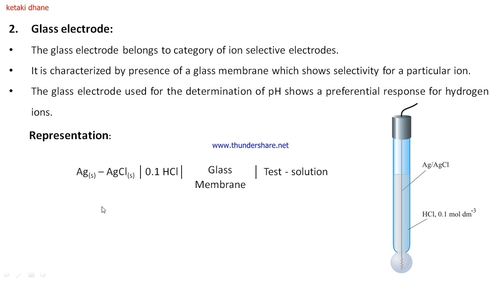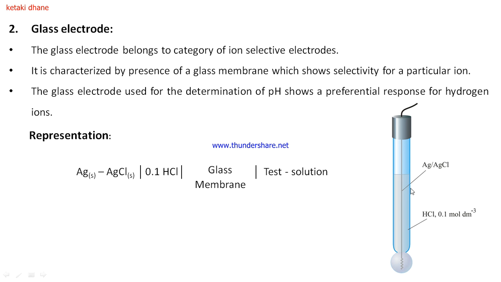The glass electrode used for the determination of pH shows a preferential response for the hydrogen ion. Now the representation of this glass electrode is: we have dipped a silver wire in a solution of potassium chloride, followed by the presence of hydrochloric acid, 0.1 normal hydrochloric acid. There is a glass membrane in between, and this glass electrode is dipped into the test solution. So basically the construction of the glass electrode is a silver wire dipped into potassium chloride solution, followed by hydrochloric acid.